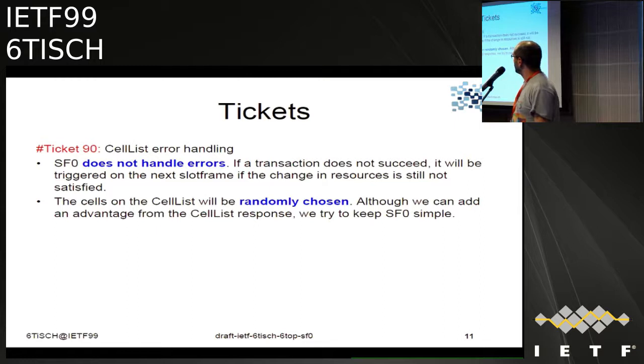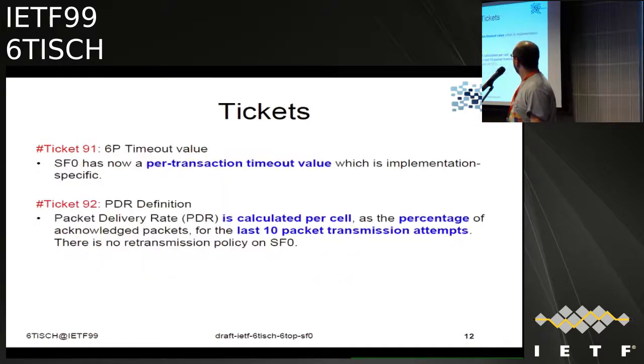About the cell list error handling, SF0 does not handle those errors, meaning that if it's unsuccessful, we try again because the requirement still exists. And the cells, of course, are randomly chosen. About the timeout value, which was discussed in the previous draft, we have defined a per transaction timeout value because we are required to as a scheduling function. However, there's still discussion apparently on whether the timeout value should belong to one side or the other.